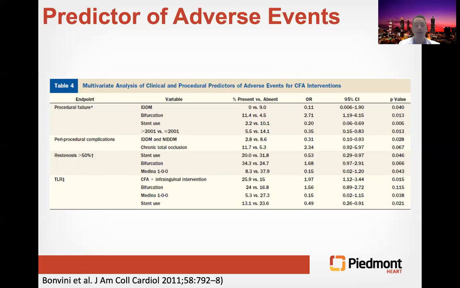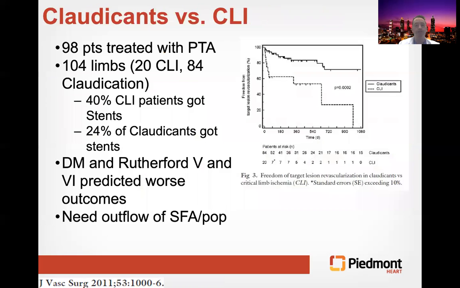Restenosis rates, again, go up depending upon the complexity, as well as if you had to treat both the common femoral and infrainguinal disease. It also depends on who you're working with. If you're looking at claudicants versus critical limb ischemia, obviously CLI patients are a tougher group of patients. These patients are more apt to get stented.